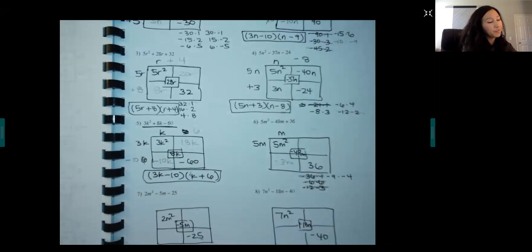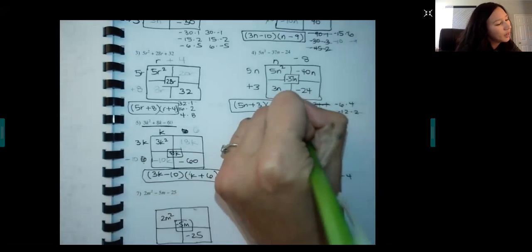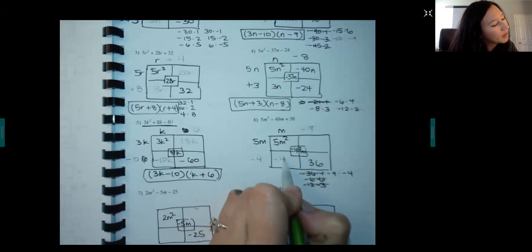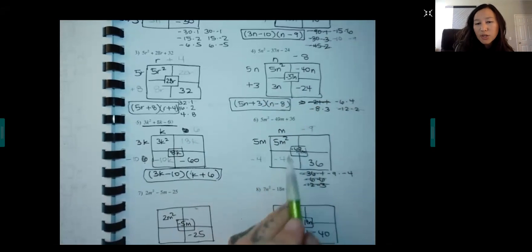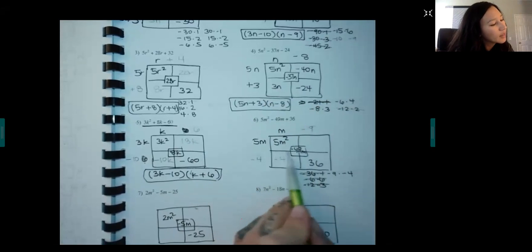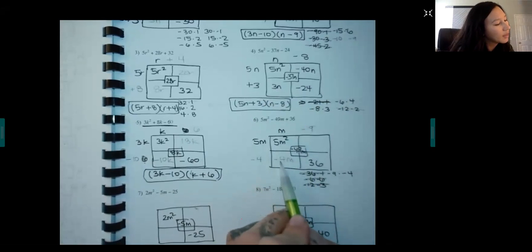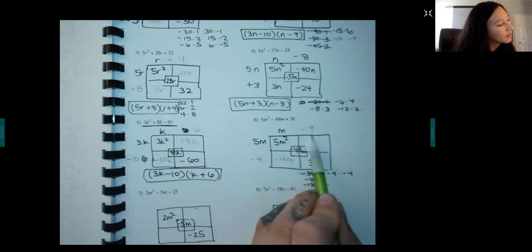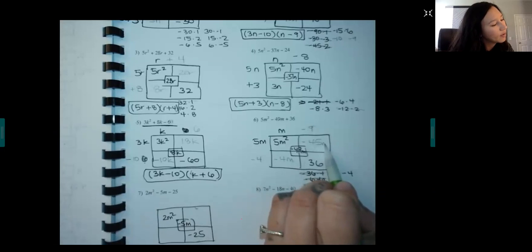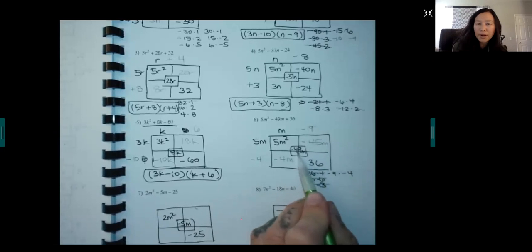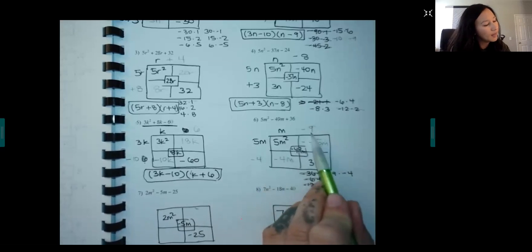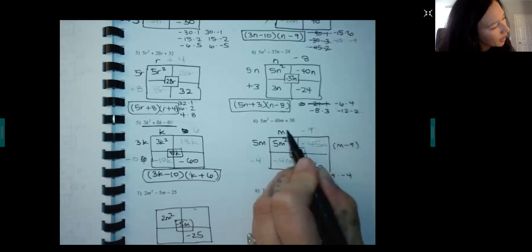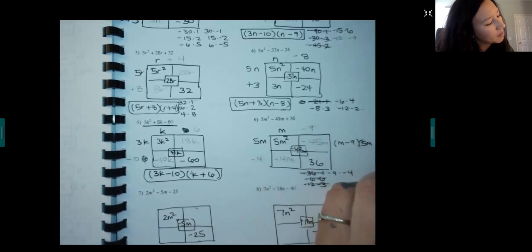And then let's try 5m minus 4 and m minus 9. So we get negative 4 times m. So with this model, we're just finding the area of each box. So now the area of this box is 4 times this top piece right here, which is m. So that gives us our negative 4m. And then the area of this box is 5m times negative 9, which is negative 45. And now those add to our negative 49m. And then the negative 9 and the negative 4 multiply to give us our positive 36. So that's our answer. m minus 9 times 5m minus 4.